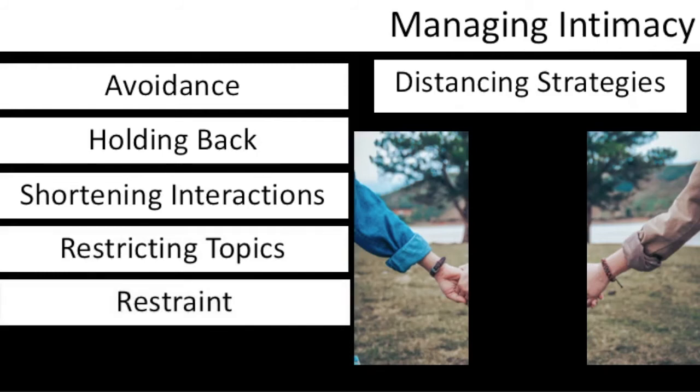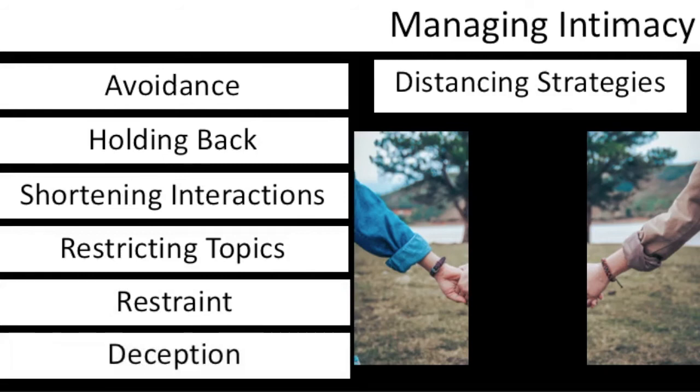Showing restraint in our interactions is another possibility. This would include, for example, not laughing at someone's jokes or asking them further questions. Lastly, lying, that is, deception, or not telling the whole truth about what we are thinking, is another way that we may minimize self disclosure and reduce the level of intimacy in a given relationship.